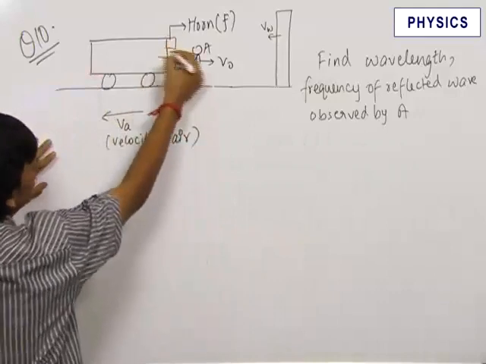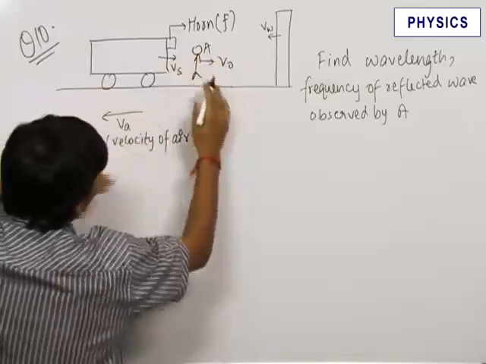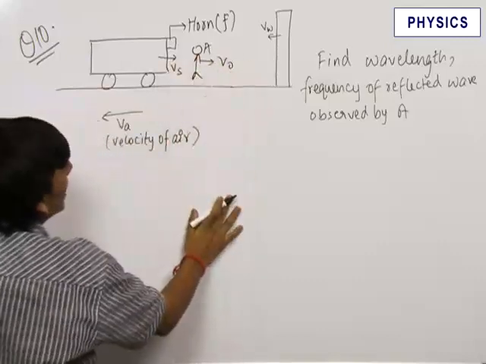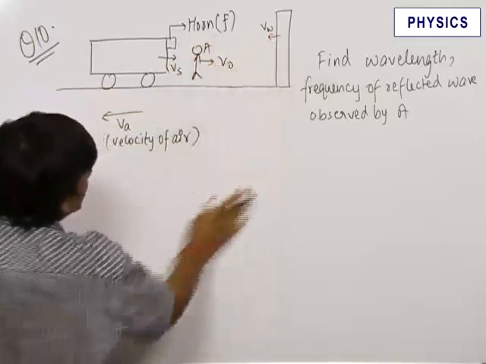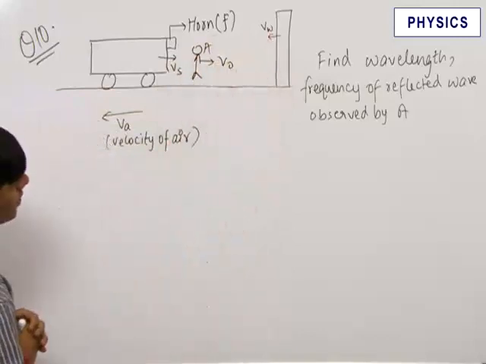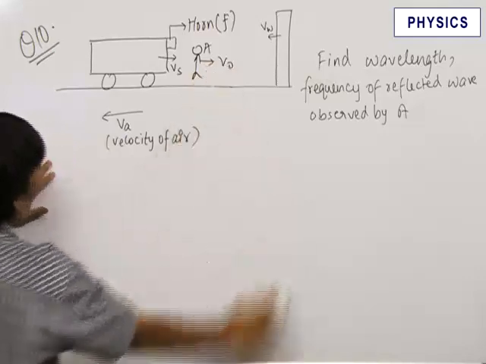This cart has a horn which is blowing with a frequency f, and we have an observer which is in front of the car and moving with a velocity v0 towards right, and there is a wall in front which is moving towards left with a velocity vw. We need to find out the wavelength and the frequency of reflected wave as observed by A.